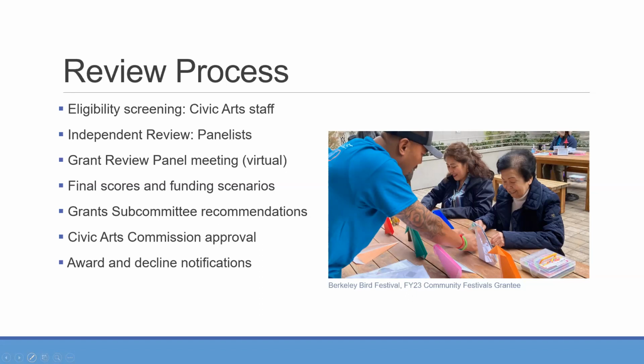The funding scenarios are discussed by the grants subcommittee, which is a subset of the Civic Arts Commission, and they'll take the final recommendations to the Civic Arts Commission for approval. That will happen at the Civic Arts Commission meeting, and all Civic Arts Commission meetings are open to the public. You'll also be notified as an applicant about the date, time, and where those funding scenarios will be approved. Then soon after the commission approves those grant awards in late June, the date we talked about, Civic Arts will notify the applicants with acceptance or decline letters.